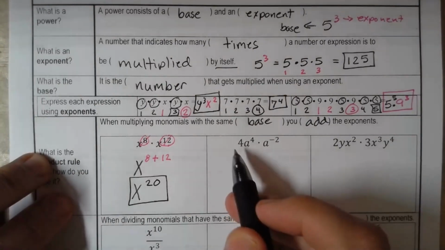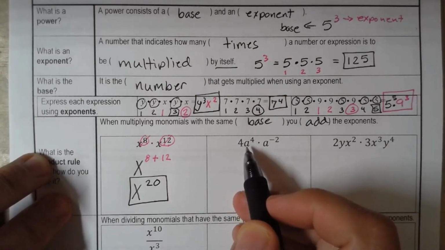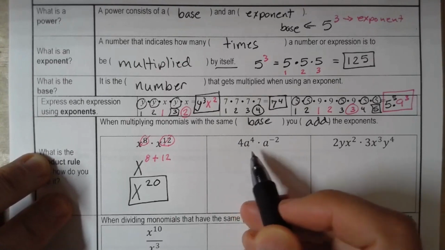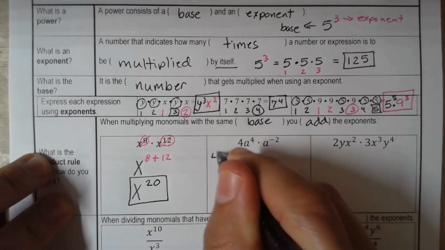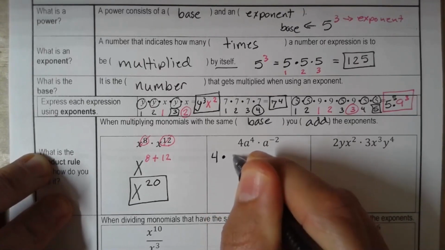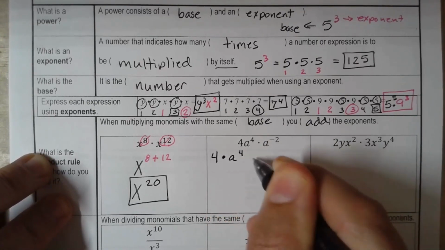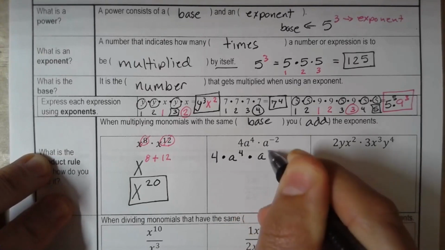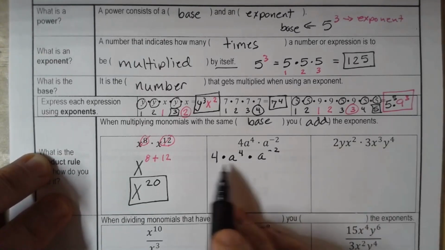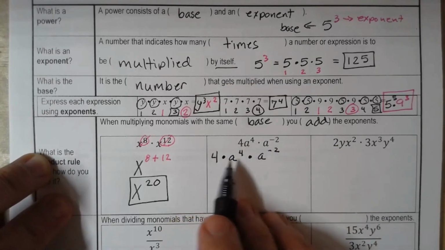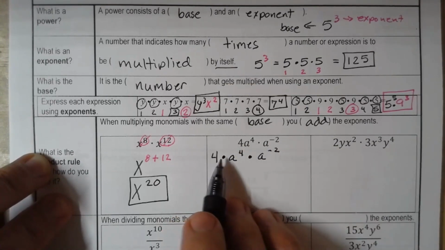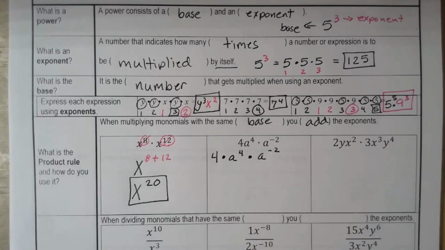Now this next one, notice we have a coefficient of 4 for a. So really that coefficient is just a multiplier, right? It's just being multiplied to a. So whenever you see one like this, I want you to write it out and think of it as actually 4 times a to the 4th power times a to the negative 2nd. And I think if you write it out, especially if you have multiple numbers, multiple variables, it's really helpful if you spread it out with those multiplication symbols so that you don't get mixed up.